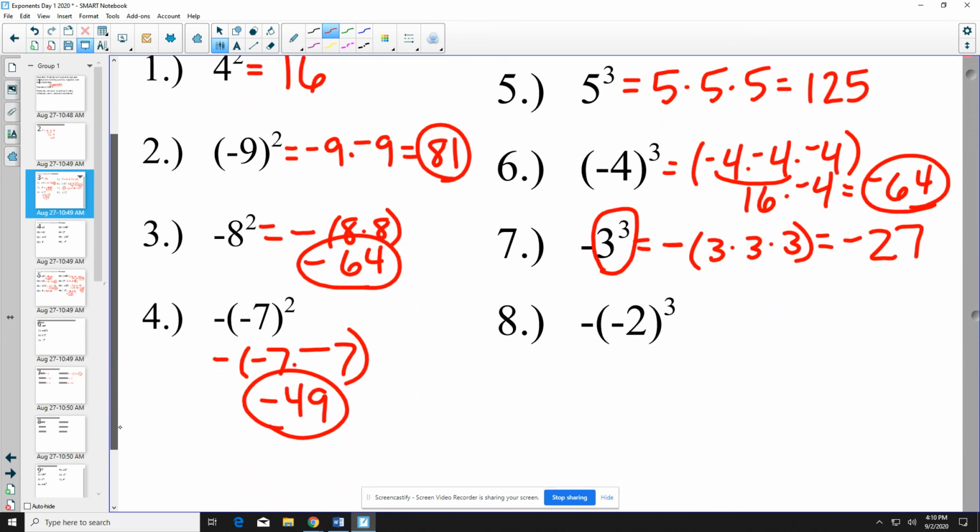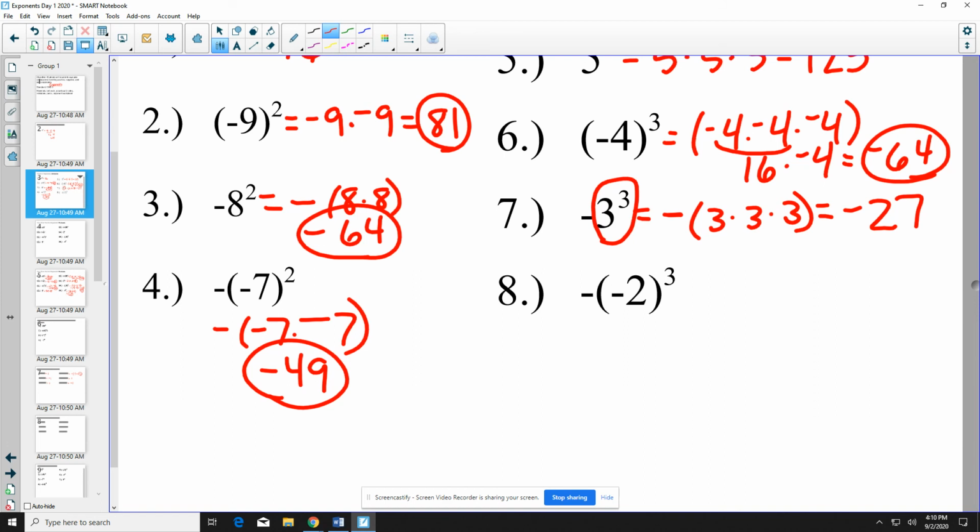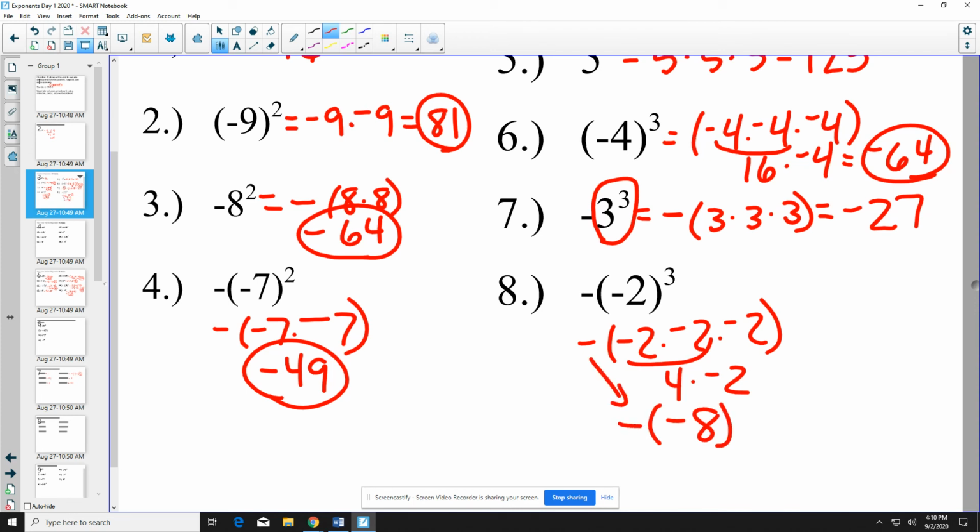Okay, write down number 8, negative, and then negative 2 in parentheses to the third. Okay, so this means write down your negative sign, but find the number negative 2 to the third. That means negative 2 times negative 2 times negative 2. Now I still have my negative sign out in front, but I've got in parentheses negative 2 times negative 2, which is positive 4. Positive 4 times negative 2 is negative 8. But I still have this negative sign in front. So now it's like I have a negative times a negative. So a negative times a negative would be a positive 8.